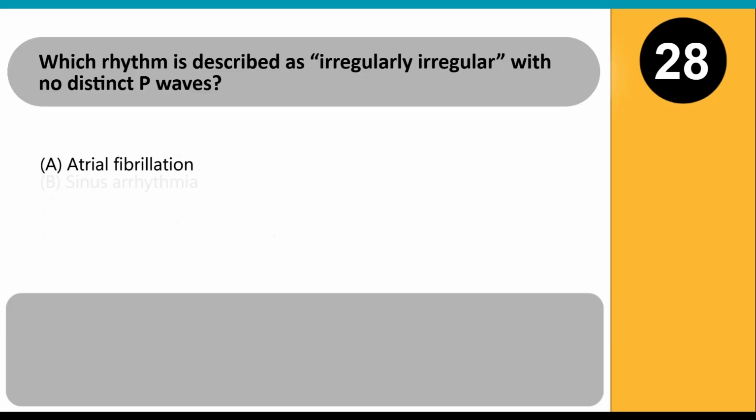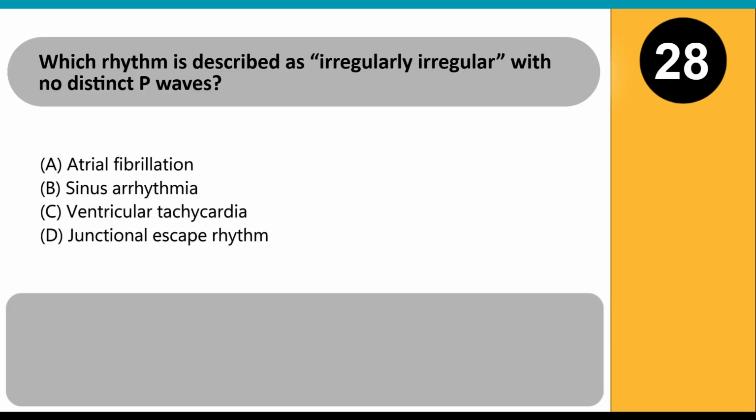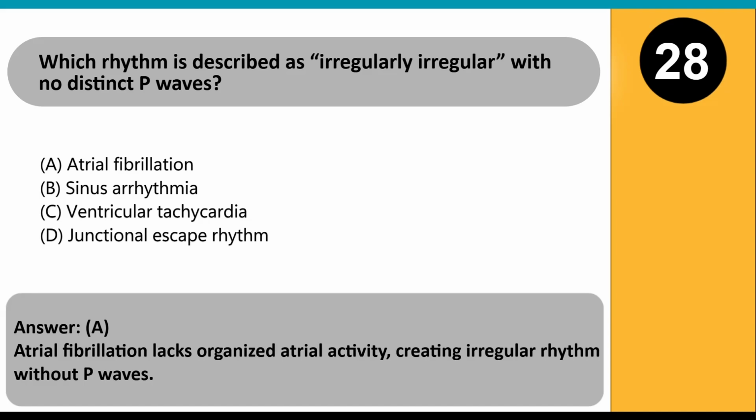Which rhythm is described as irregularly irregular with no distinct P waves? A. Atrial fibrillation. B. Sinus arrhythmia. C. Ventricular tachycardia. D. Junctional escape rhythm. Answer A. Atrial fibrillation lacks organized atrial activity, creating irregular rhythm without P waves.